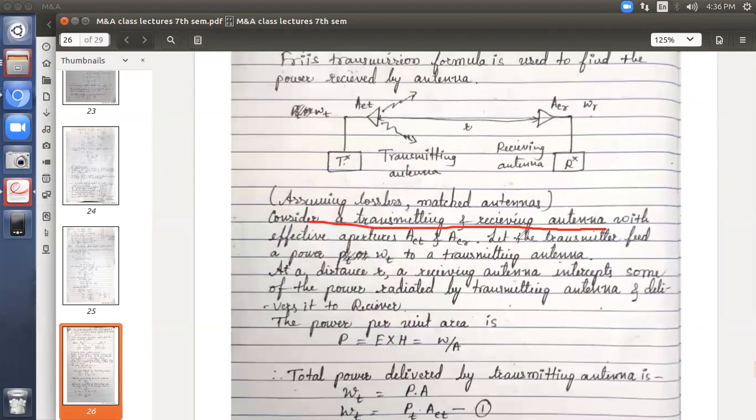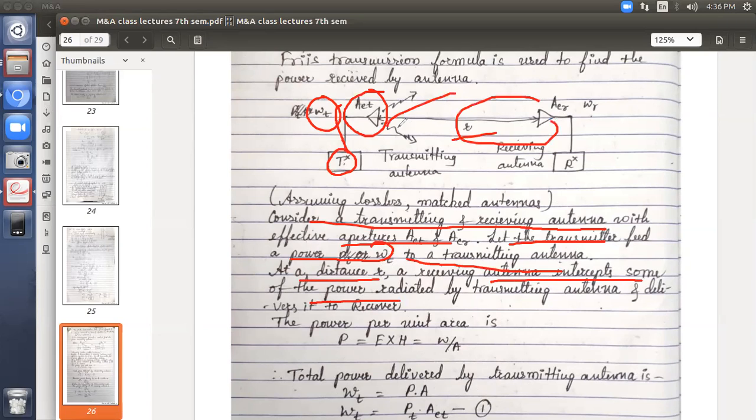Let us consider a transmitting and receiving antenna with the apertures AET and AER. Let the transmitter feed a power WT to this antenna, at this terminal. And at a distance R, the receiving antenna intercepts some of the power. It will capture some power coming out from the transmitting antenna, and it will deliver this captured power to the receiver. The received power will be WR.